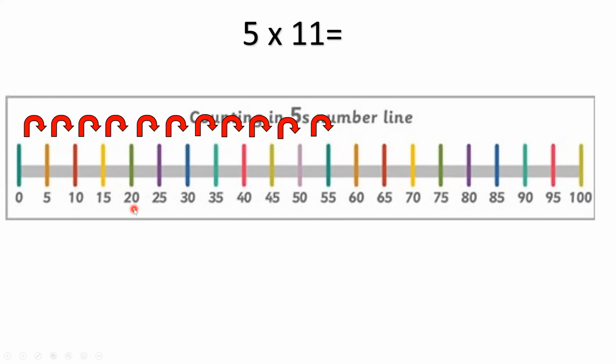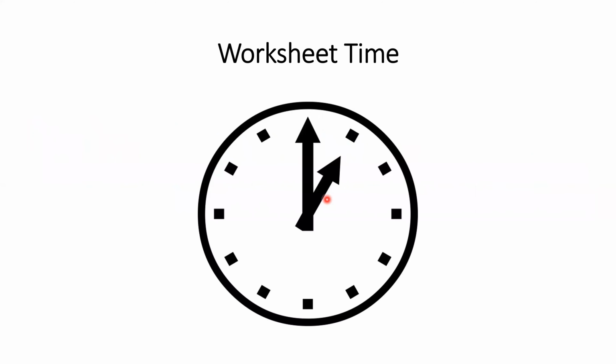5 times 11. Let's do this one together. Are you ready? I'm going to move my finger across the number line. How many times? 11. Amazing. Let's go. 1, 2, 3, 4, 5, 6, 7, 8, 9, 10, 11. So 5 times 11 equals 55. Great job. Pause the video and begin your work.